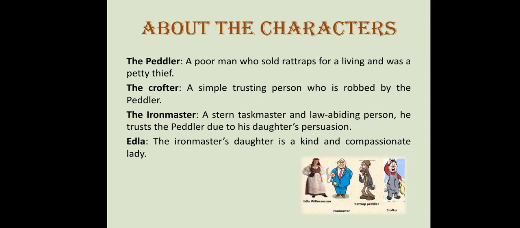Let's know about the characters. The peddler, a poor man who sold rat traps for a living and was a pet thief. The crofter, a simple trusting person who is robbed by the peddler. The ironmaster, a stern taskmaster and law abiding person, he trusts the peddler due to his daughter's persuasion. Edla, the ironmaster's daughter, is a kind and compassionate lady.